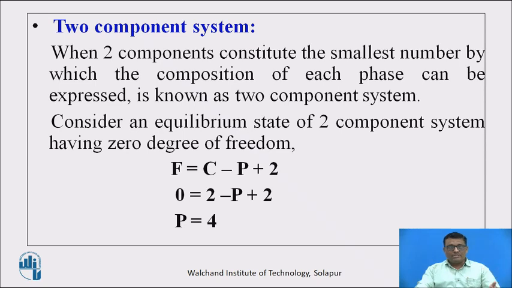So first of all, in a previous video we observed the meaning of phase and the meaning of component. Now this is the particular example where a system consists of two different components, and therefore now we are considering an equilibrium state of two component system having 0 degree of freedom. In the phase rule equation, F is equal to C minus P plus 2, we'll keep the value of degree of freedom 0, then we'll get P is equal to 4 by putting F is equal to 0. What is the meaning of this? Whenever for a two component system the degrees of freedom is minimum, we are getting the maximum phases. That is the meaning.